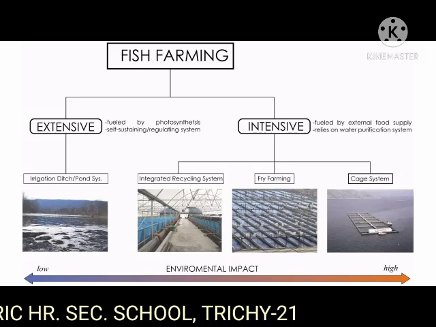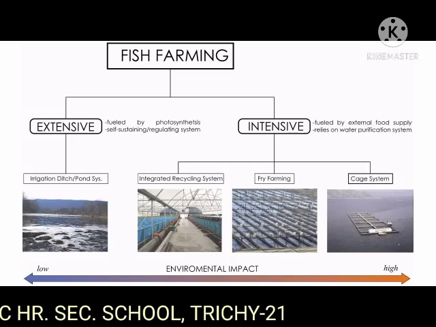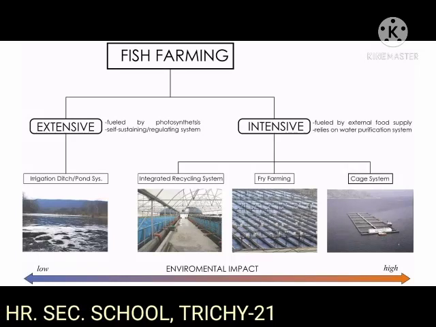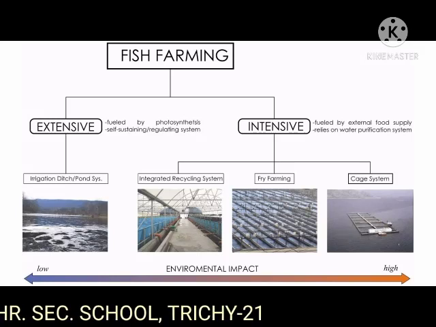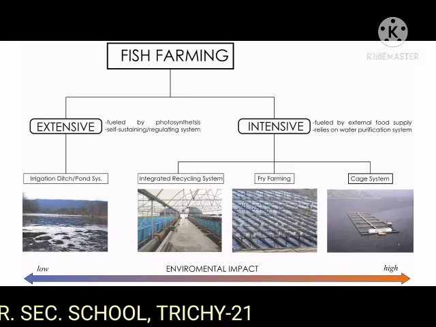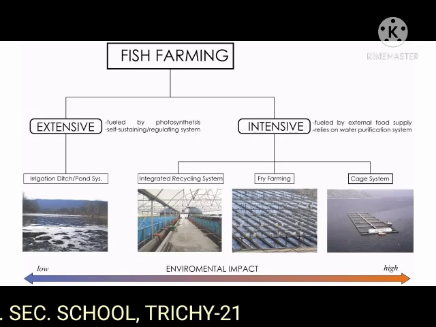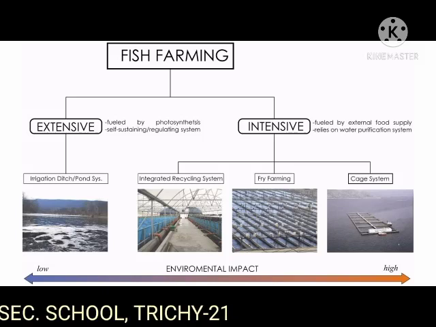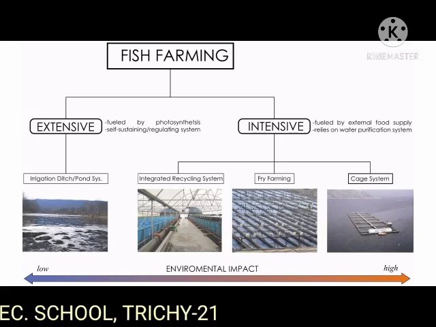Types of pisciculture. Extensive fish culture. Culture of fishes in large areas with low stocking density and natural feeding. Intense fish culture. Culture of fishes in small areas with high stocking density and providing artificial feed to increase production.